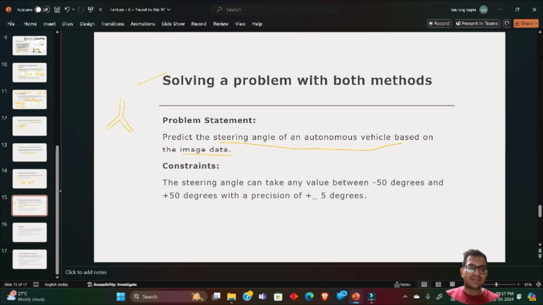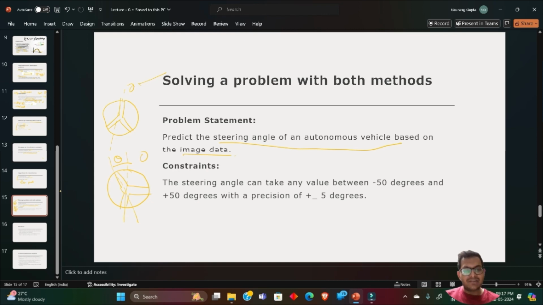Let's suppose this is a steering wheel and this is 0 degrees. There will be different images taken at different times, and you have to predict how much the steering angle is. For example, after some time, this is the steering orientation, or this is the image you get. Still this is the 0 degree line and this is the steering line. You have to predict this angle, this theta.